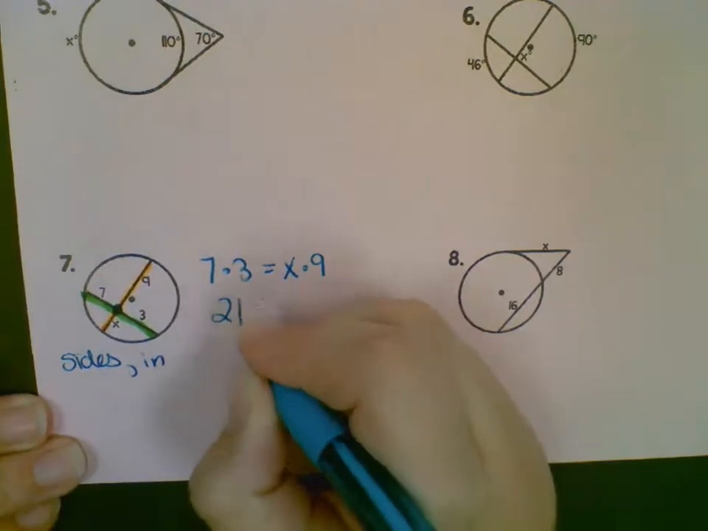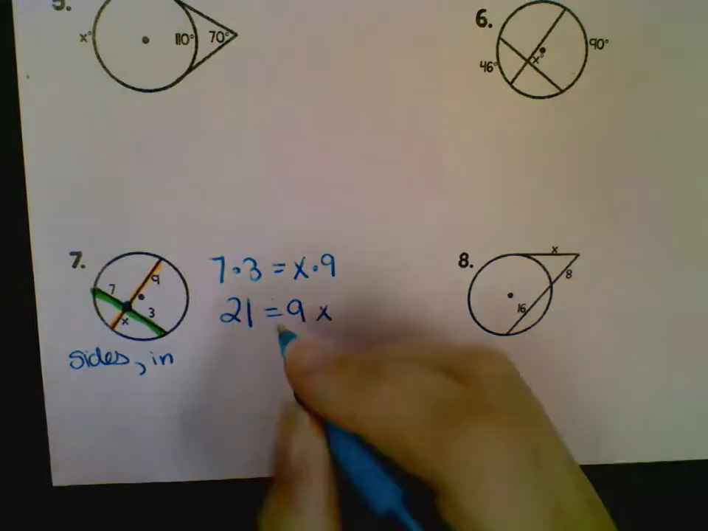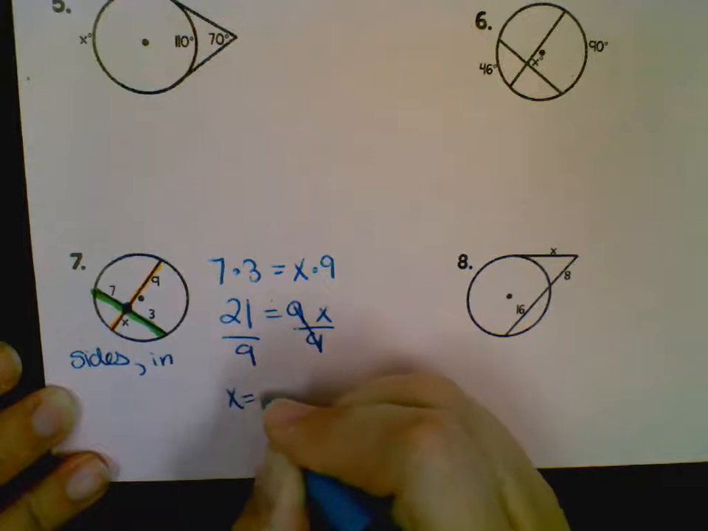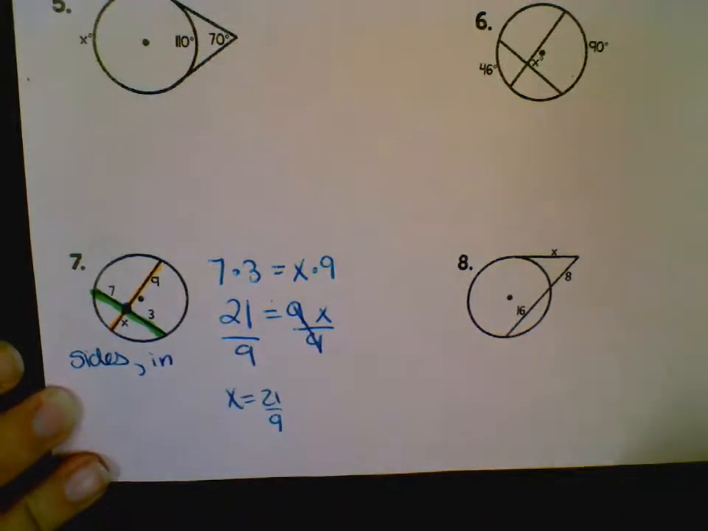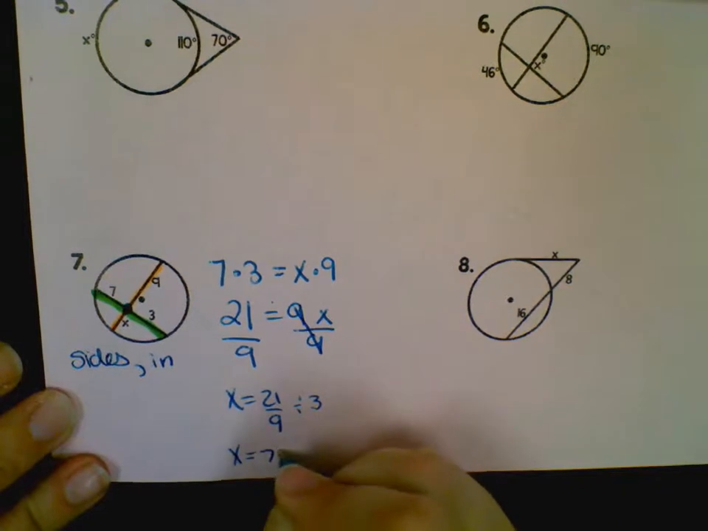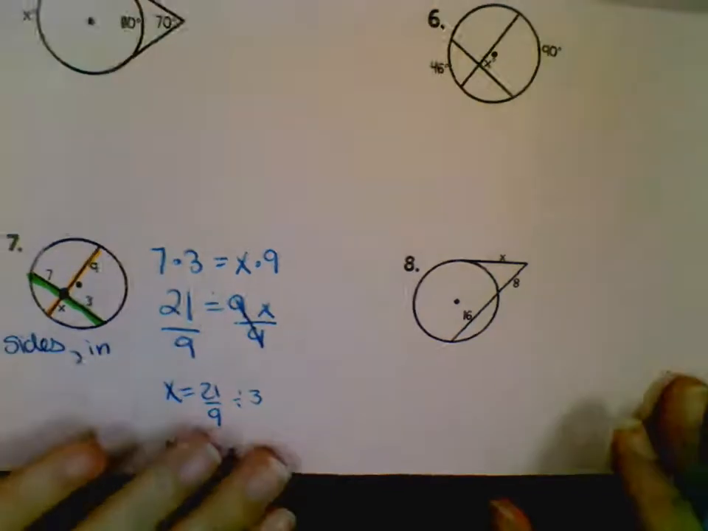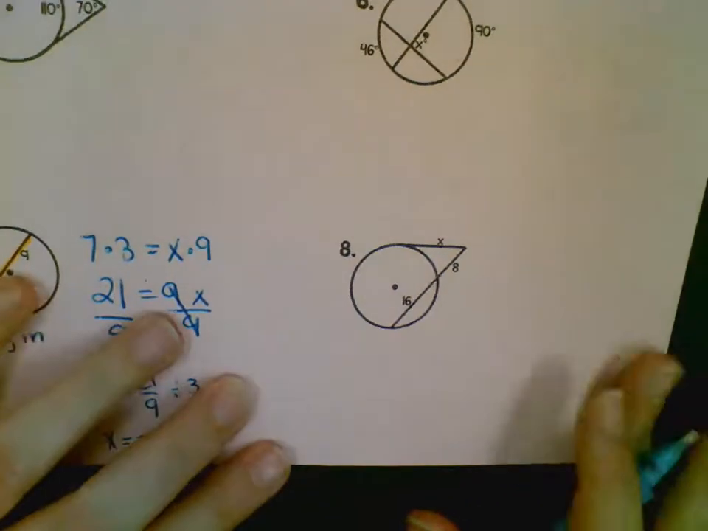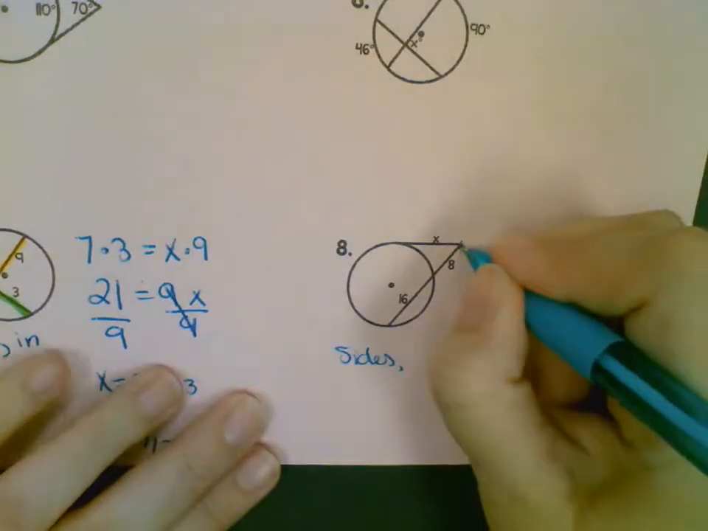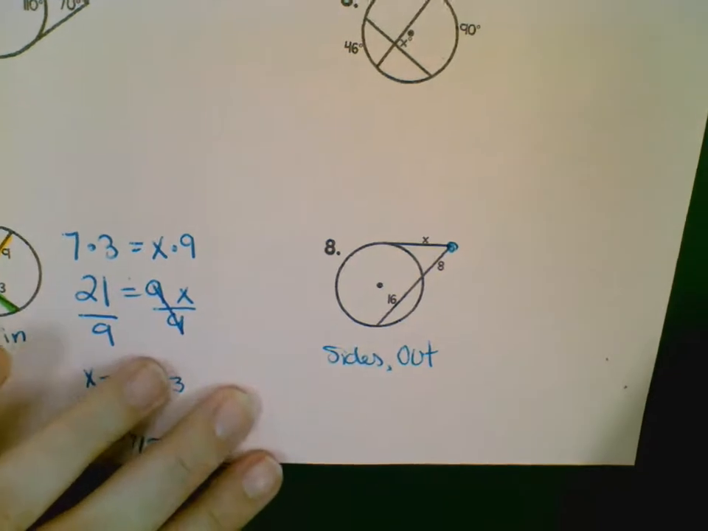So that would be 21 equals 9x. And then we just divide to get the x by itself. So x equals 21 over 9, which we can't divide out, but we can reduce it by 3. So we get 7/3. Okay, good. So our last one, sides or angles. Good. Inside or out? Good. So that was inside, outside, inside problems.